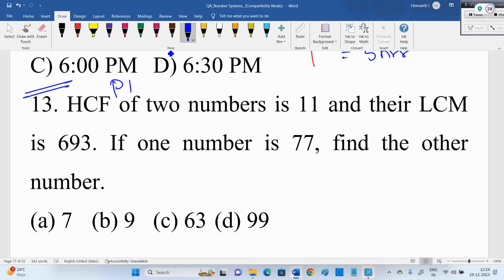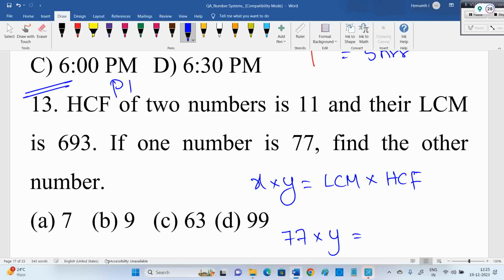P1, property 1. What is that property 1? Product of two numbers must be equal to LCM and HCF product, not sum. LCM and HCF product. So one of the numbers is 77. Other number I don't know. LCM is given as 693. HCF is 11. Here also you check LCM is divisible by HCF.